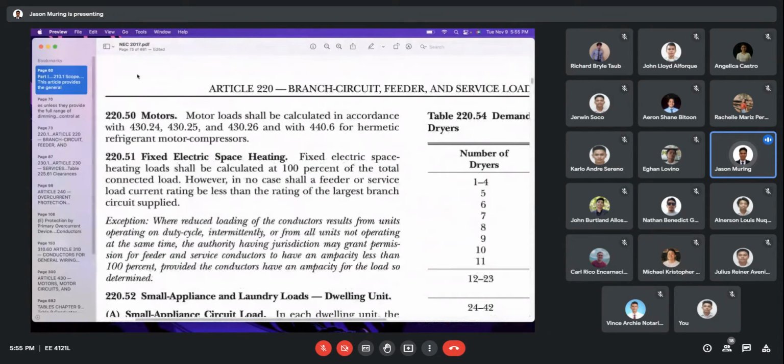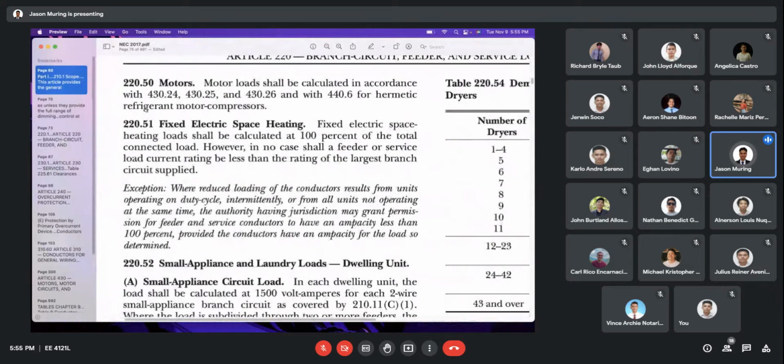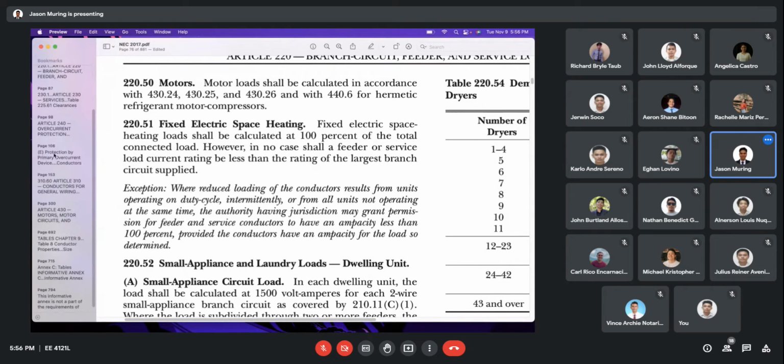And for motors, if ever we have a motor load, we have to look at Article 430, where motors are located. I already bookmarked my... Oh, actually, none. Okay, so just skip this one. Anyway, we have a separate discussion for motor load calculation.